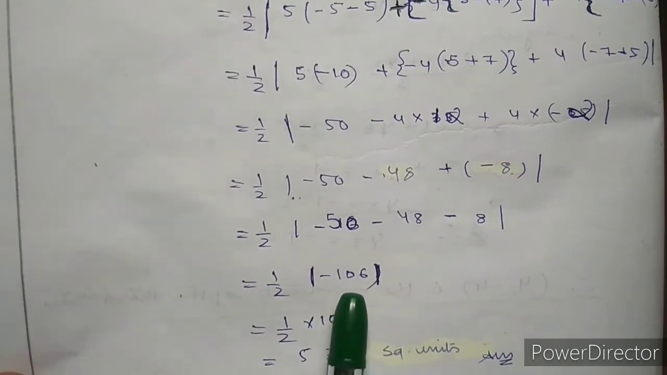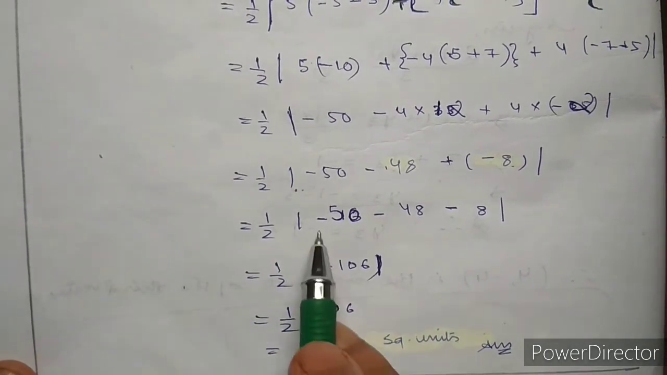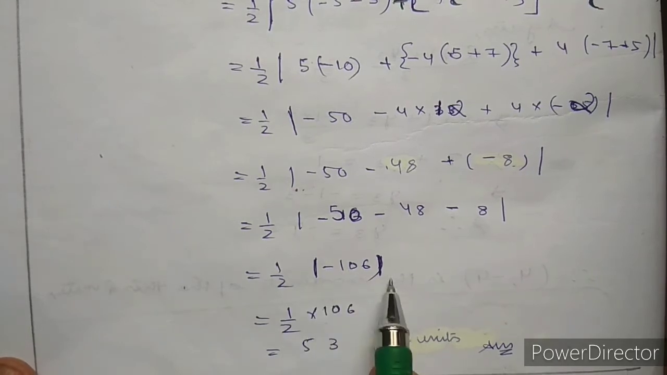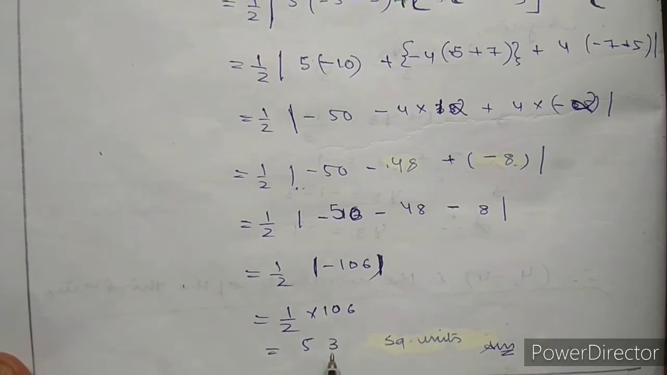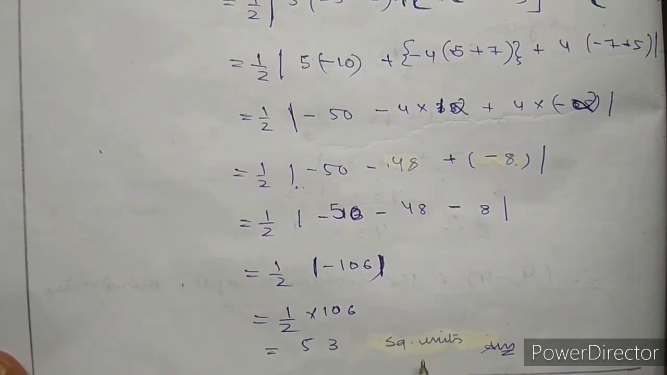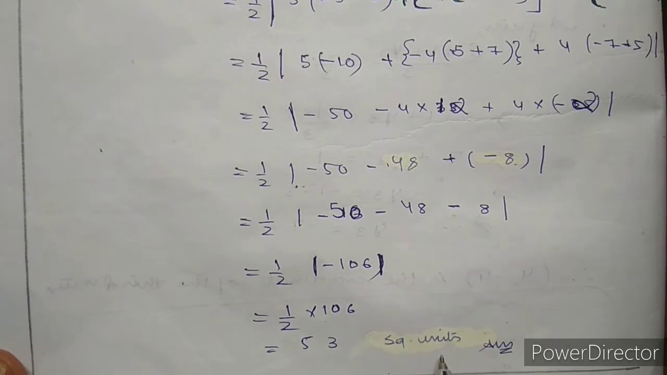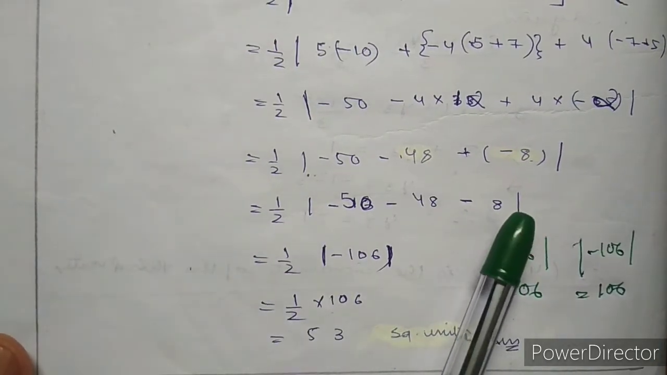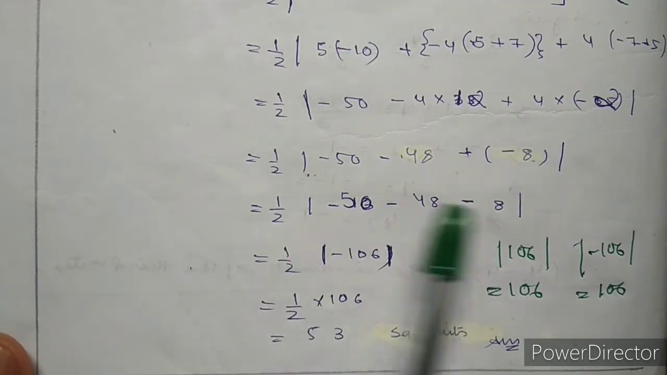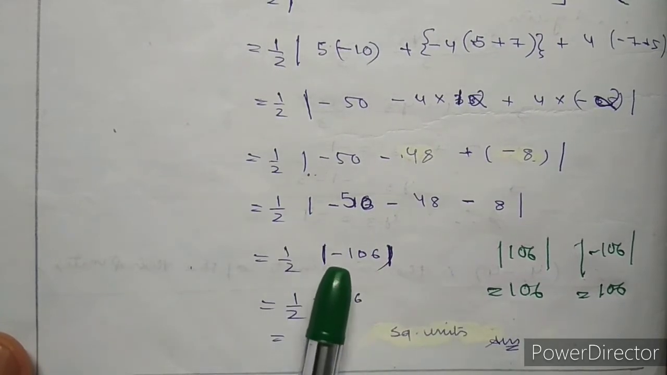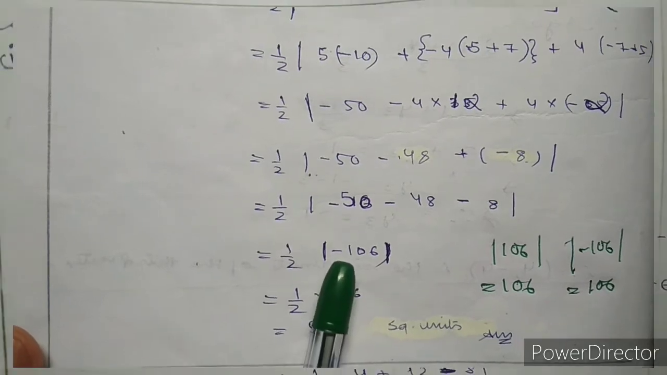Since we are using the modulus operator, whenever we write any negative number inside the modulus, it will be positive. So it will be 106. Half into 106, if you cancel, you are going to get 53, and since it is area, the unit will be square units. Instead of the modulus operator, in some of the books they write just simply a third bracket. That also you can do, but from this part you have to take the positive value because area cannot be negative.